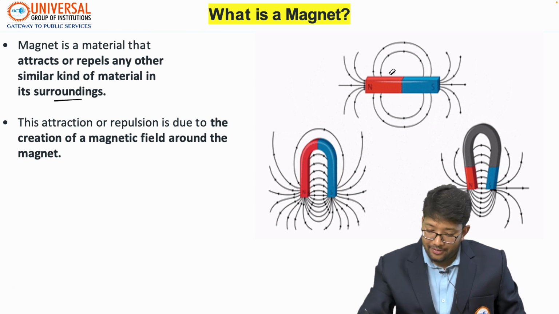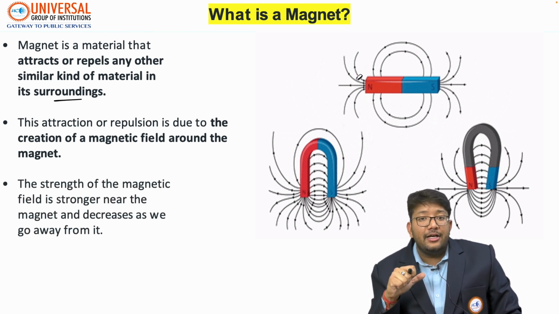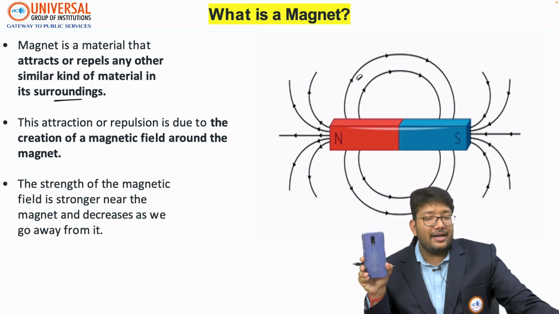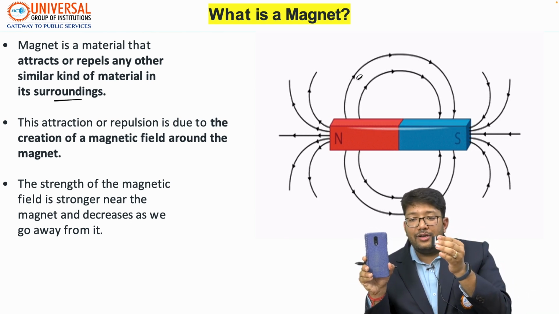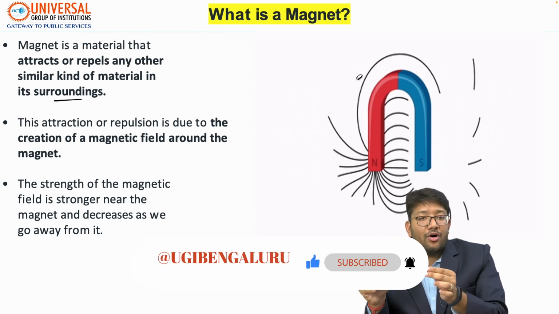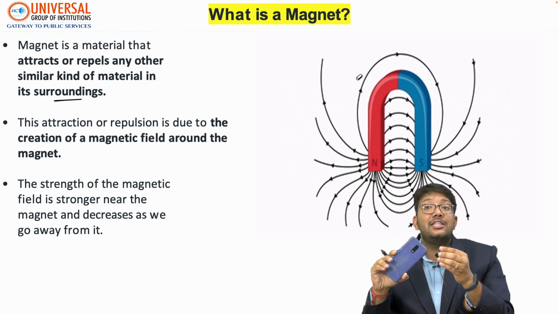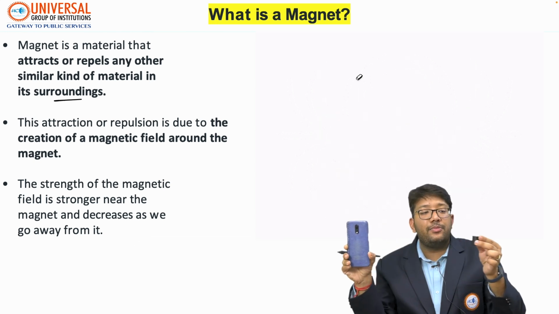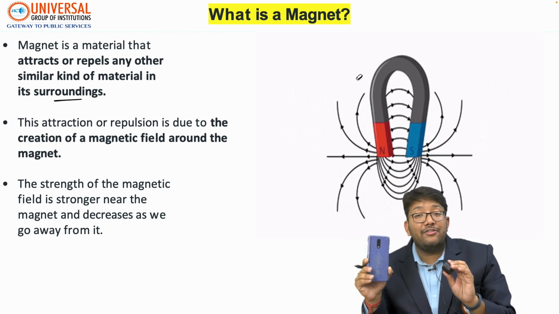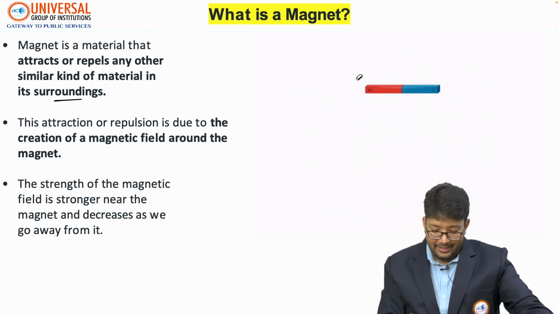Now, what will be the strength of the magnetic field? Simply, if this is a magnet and this is an iron, the closer it is, the stronger the magnetic field will be. You have to remember that. If we move it apart, pulling it away, then the magnetic field will decrease. Simple funda. Okay, fine.